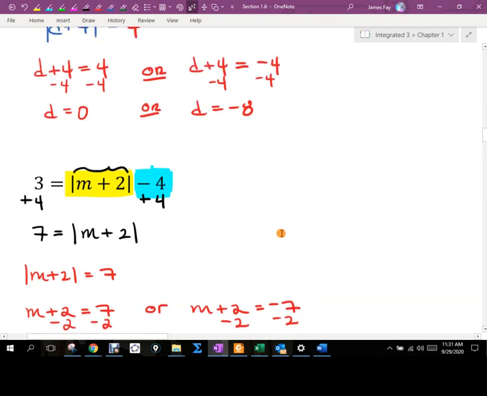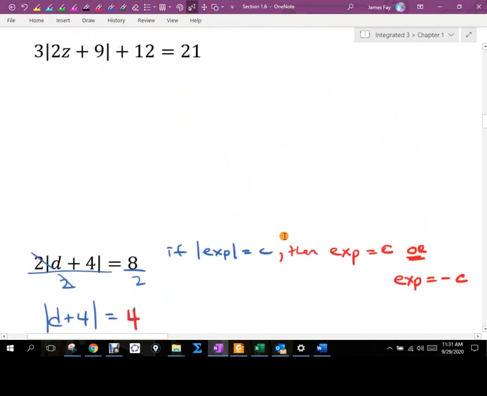Using that logic, or what we've seen there, now I know this is a little bit harder of a question. Go through this top one that says 3 times the absolute value of 2z plus 9, plus 12 equals 21. See what you come up with, okay? Talk with people around you, ask each other questions, help each other, and then we'll reconvene and talk about that.